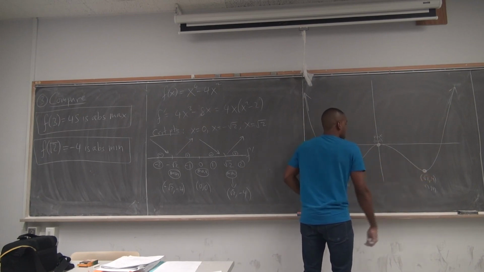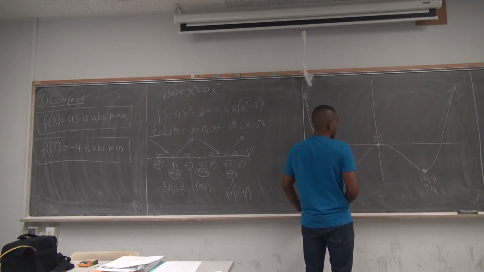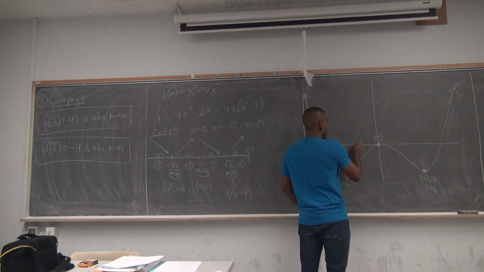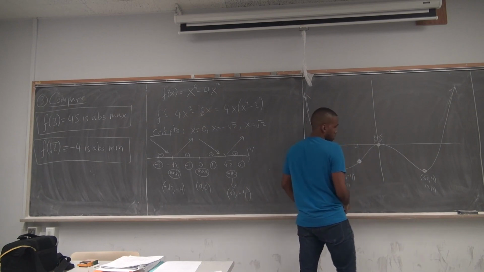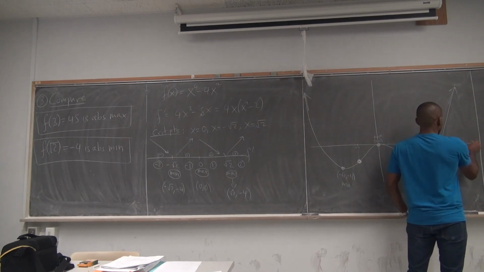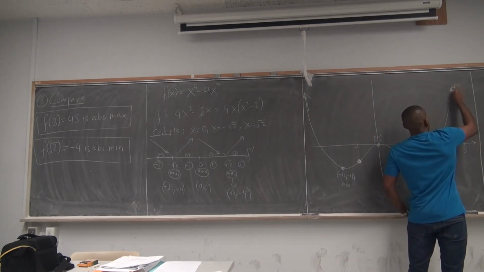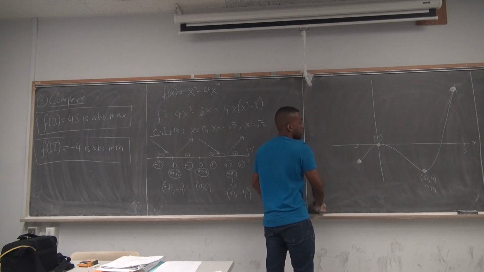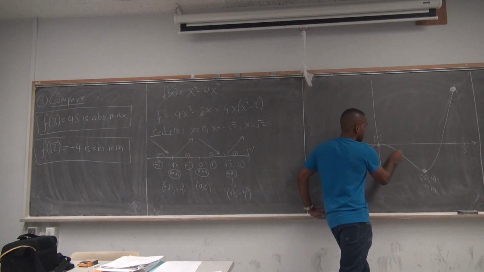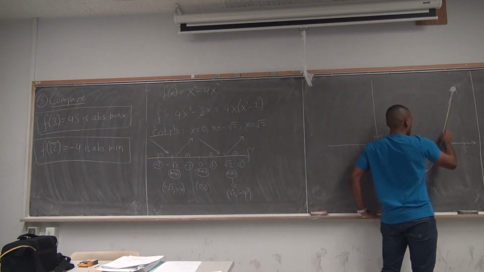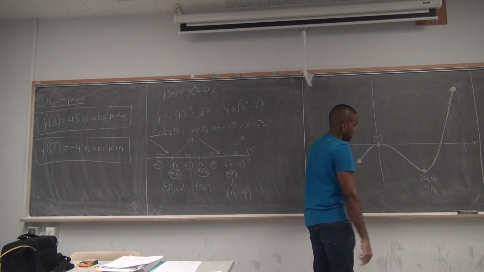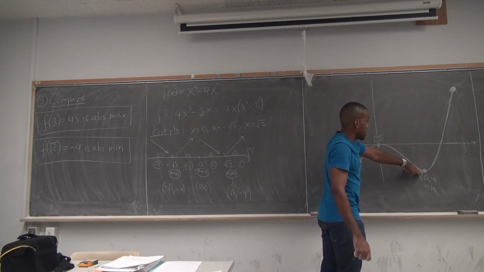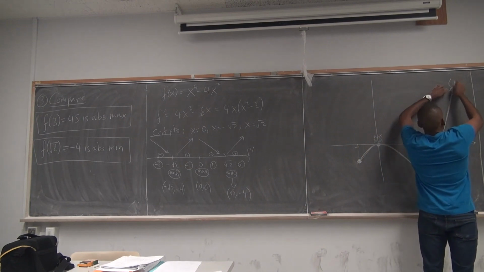Now notice that these are absolute minimums, but we didn't have the whole graph. What did we have? We have from minus 1 to 3. So we kind of ignored everything else. In other words, we were dealing with this picture. And the question was, who's the absolute max and who's the absolute min? Now from the picture you can see that this is the absolute min. It's the smallest guy around. This is the absolute max, that's going to be 3, comma 45.